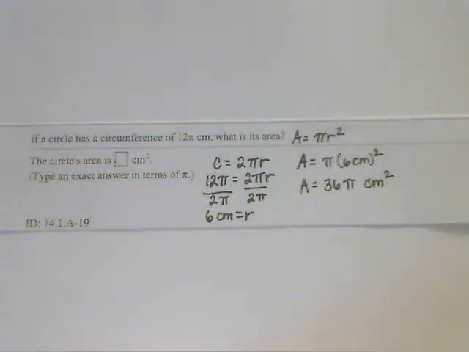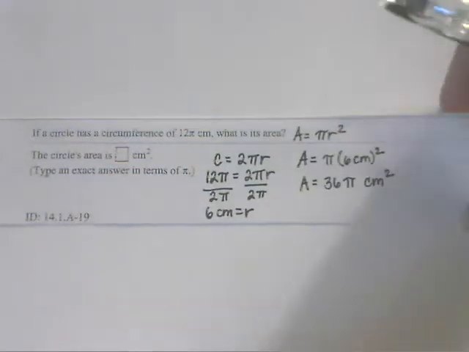Now, had they told you to use 3.14 for pi, then you'd take that 36 and multiply it by 3.14 to get the approximate answer. But here they're saying leave the exact answer in terms of pi, so this is as far as we'll go. Okay, let's look at the next problem.